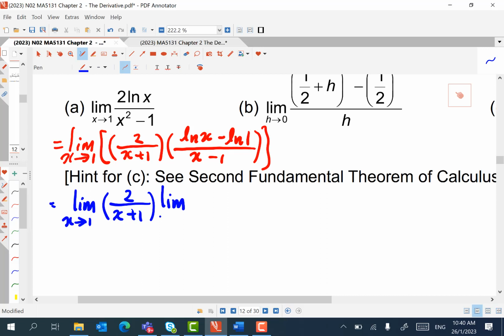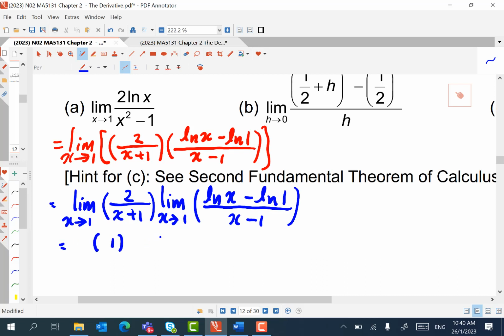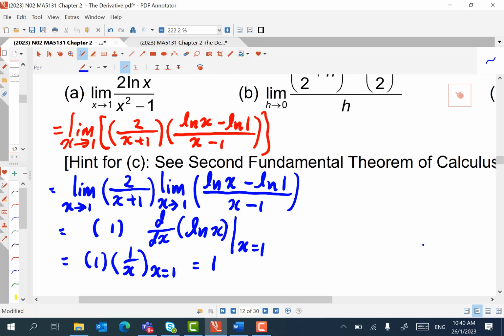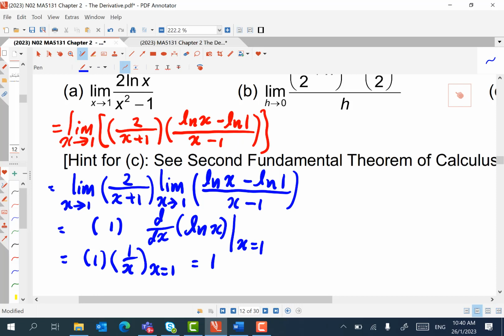And we know that this is possible because we know that... This is not too bad. This is going to be 1. For this one, by the definition of differentiation of ln x evaluated at x equals 1, I know that the earlier limit is just like that. So this becomes 1 times 1 over x evaluated at x equals 1. So that's 1. So I have done part A, right? By capitalizing on the definition of differentiation.